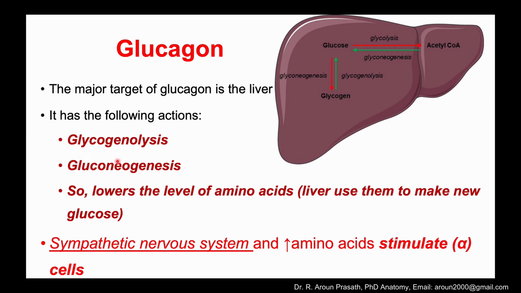Glycogenolysis and glyconeogenesis. Okay, conversion of glycogen back to glucose is called glycogenolysis, and conversion of glucose to glycogen and stored in the liver is called glyconeogenesis.